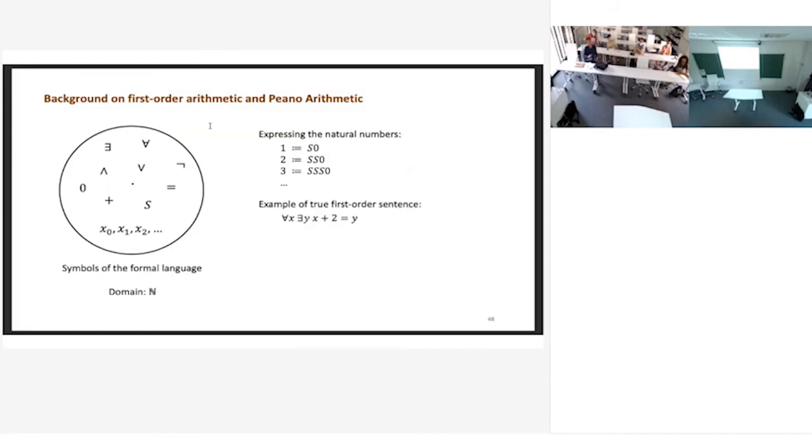You can say, for example, for every x there exists a y such that x plus 2 equals y. Okay, so each thing you say can be either true or false. For example, the second one is false. So each formula has free and bound variables.